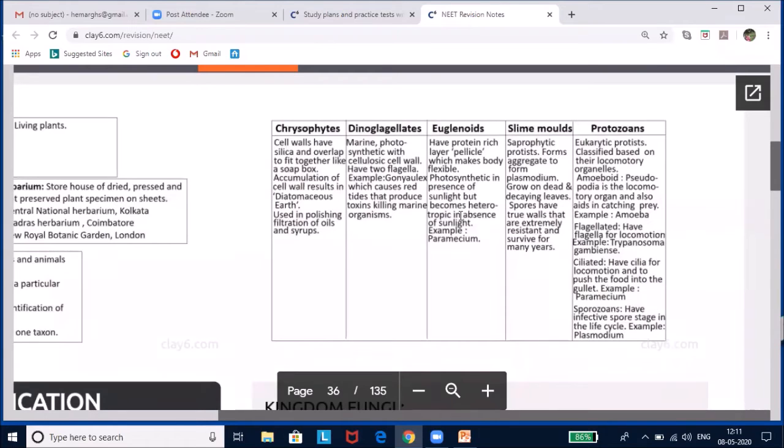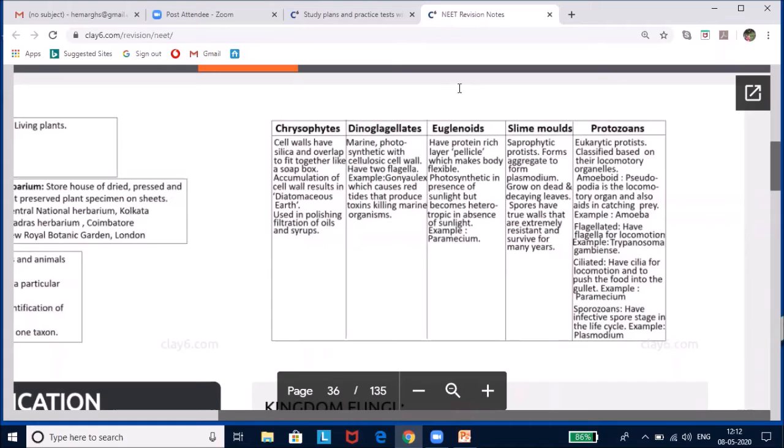You might have heard of red tides happening. So in the oceans, when Gonyaulax reproduces or multiplies explosively, it's a red alga, it imparts red color to the water, and this is known as the red tide. And the toxins that they produce will kill many marine organisms.